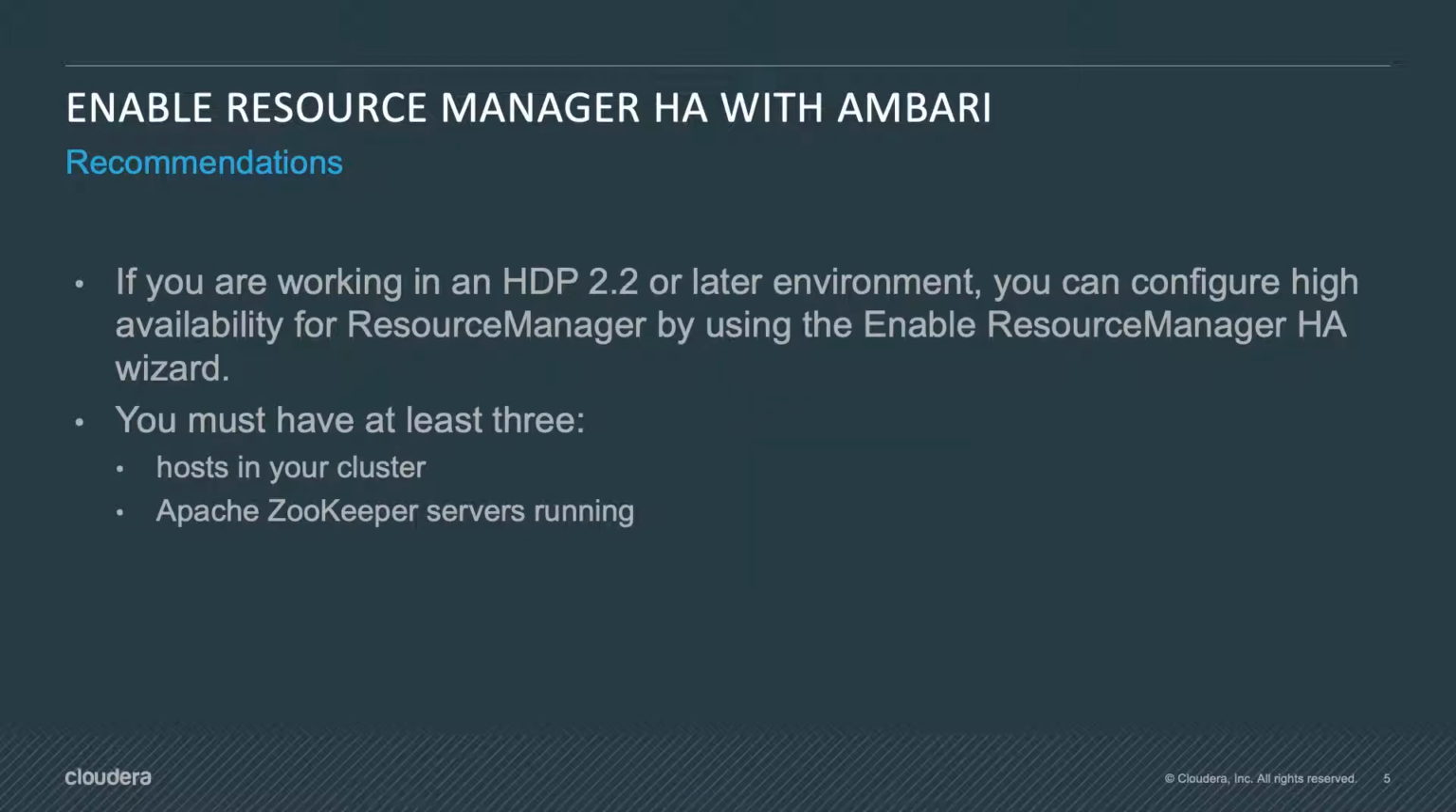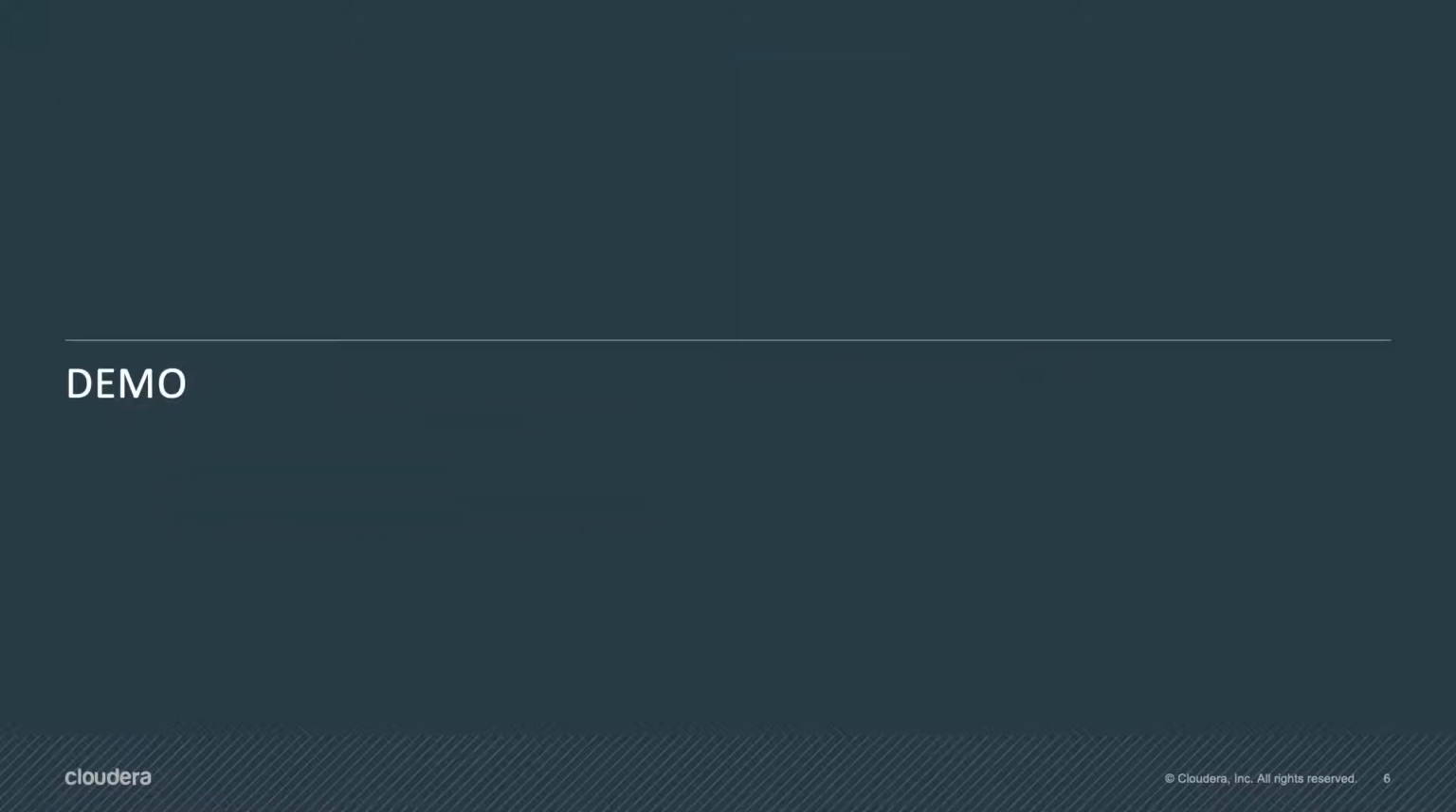If you are working in an HDP 2.2 or later environment, you can configure high availability for Resource Manager by using the Enable Resource Manager HA wizard. You must have at least 3 hosts in your cluster and 3 Apache ZooKeeper servers running. And now we go to the demo.